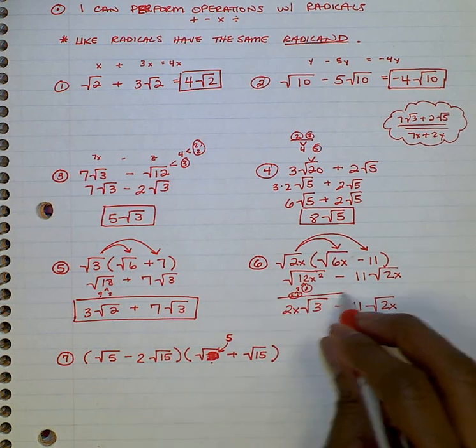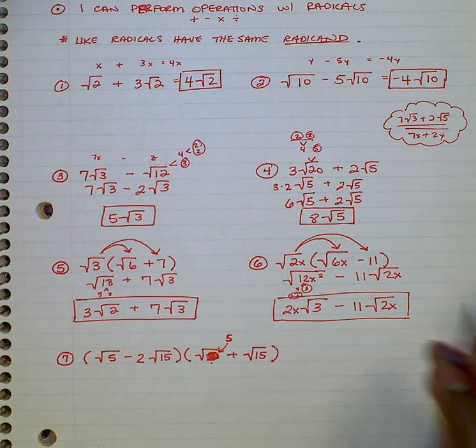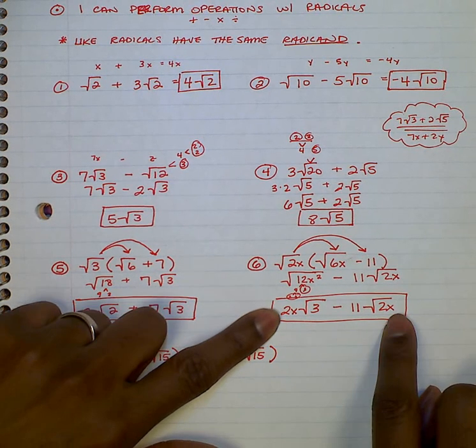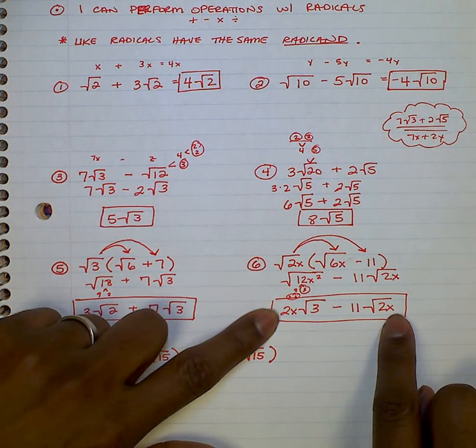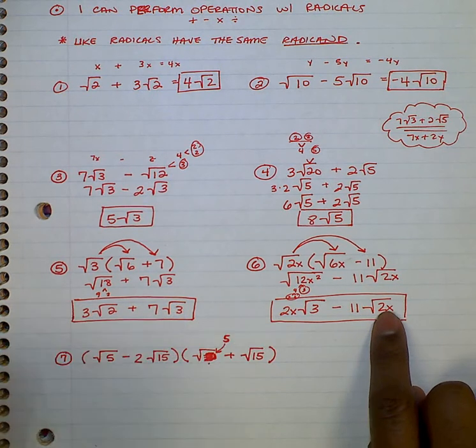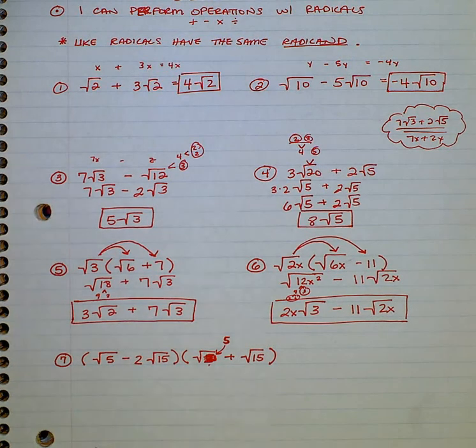Okay, I can't simplify radical 2x anymore. I'm not going to confuse myself because this 2x is outside and this 2x is inside. So that means they're not like terms. Okay, they're not like terms because I can't do the inside and the outsides together. Okay, it would only be like terms if they were both inside the radical.